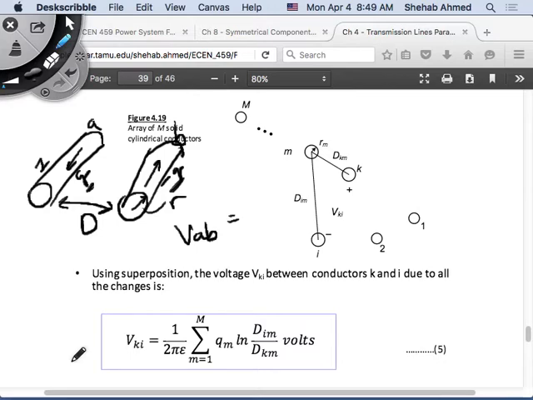Apply the equation. Come on, you have to be able to apply the equation. It's one bonus point, not half. What do we need to find? VAB, where A is K and B is I. Come on, guys.